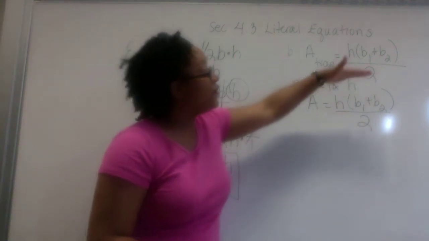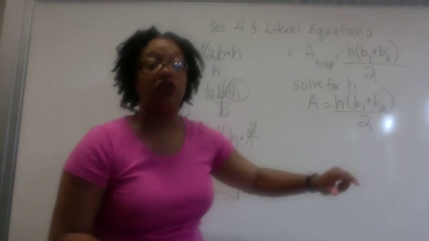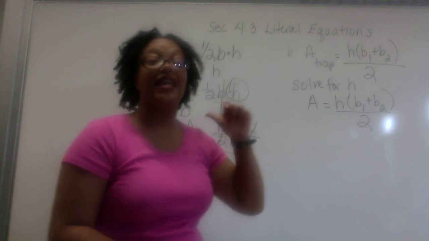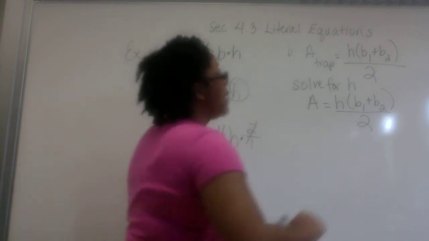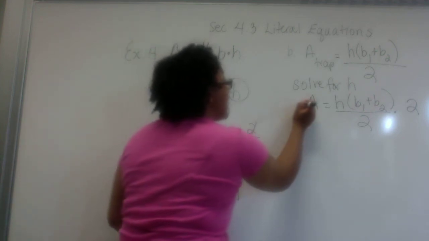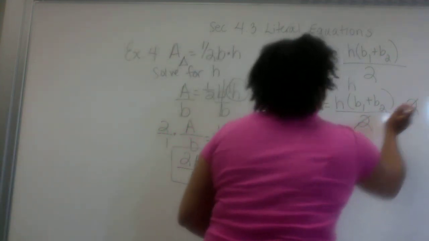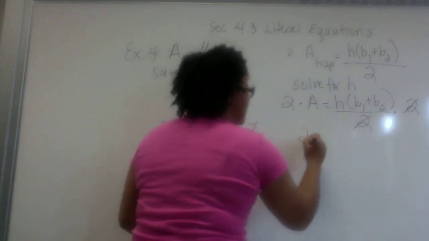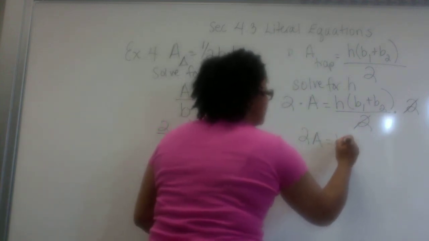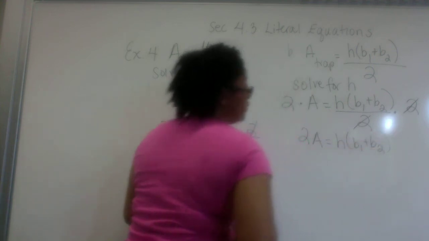This 2 is being divided. So if I want this 2 to move to the other side, it needs to be multiplied. So I'm going to multiply both sides by 2. And when you do that, the 2's cancel. Your left-hand side becomes 2A is equal to H times B1 plus B2.